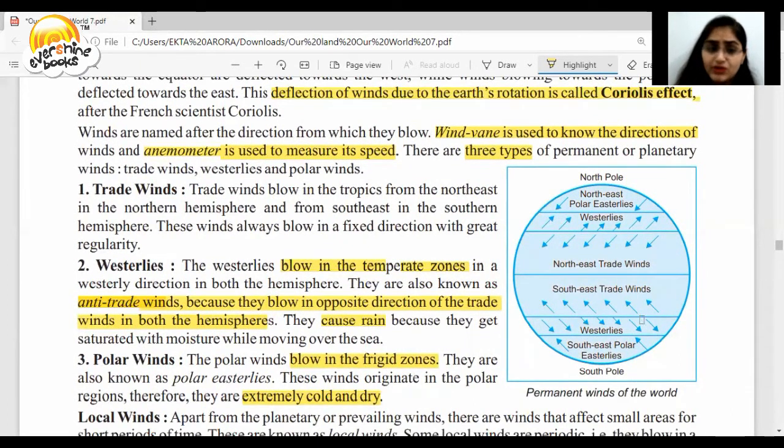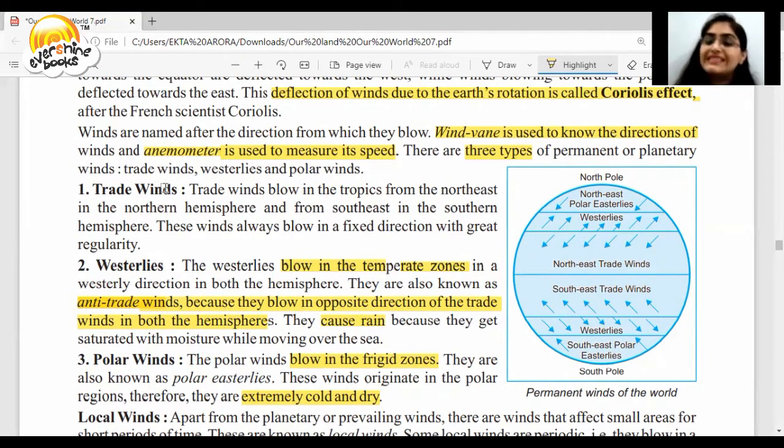We have the examples also here. Now, as their name suggests, polar winds are very cold and they blow near the frigid zones only, here polar regions only, and they are extremely cold and dry. If we talk about these westerlies, they blow near the temperate zone. They are also known as anti-trade winds because they blow in the opposite direction of the trade winds in both the hemispheres, and they cause rain.